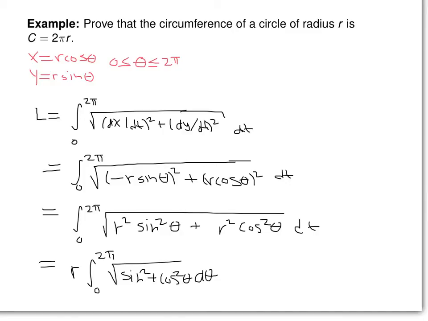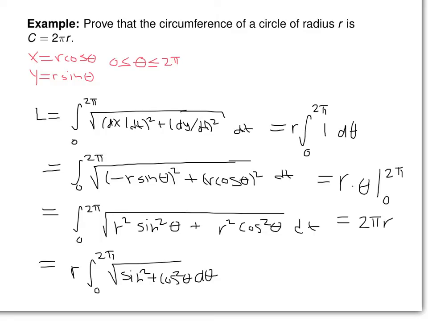And sine squared theta plus cosine squared theta is 1. So we have r times the integral from 0 to 2 pi of 1 d theta. Super easy. R times theta from 0 to 2 pi, which gives us 2 pi r, as promised.